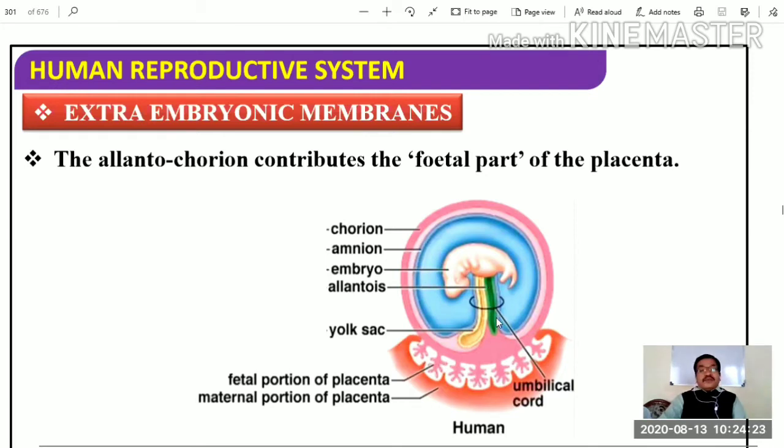The fetal portion of the placenta, the maternal portion of the placenta. And there is an umbilical cord. This is called the umbilical cord. This is the structure of the umbilical cord.